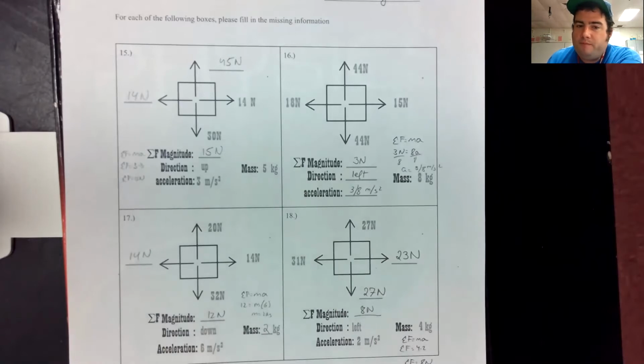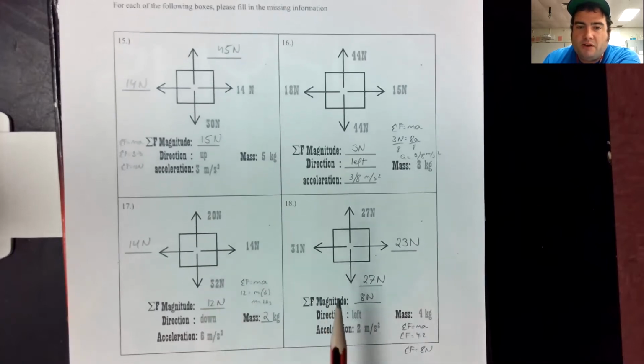And in the final one, it's a left-right force, so that means our vertical forces must cancel, so I put my downward force as 27. In this case, what was unknown was the net force, but we had the mass and the acceleration, so I could solve for a net force of 8 newtons. And then if I have an 8 Newton net force, that means there must be an 8 Newton difference between my left and right forces. So that's how I got there.